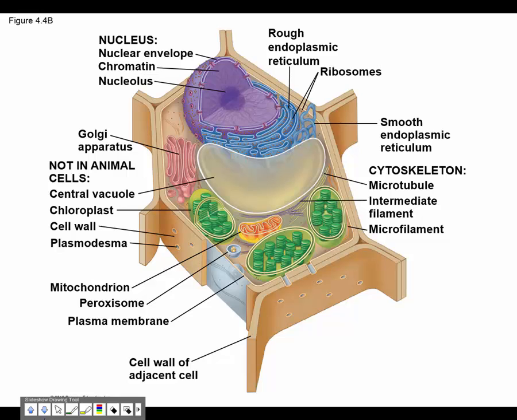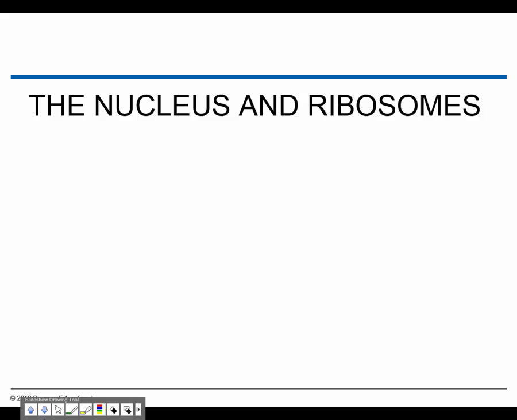So here's a plant cell. You can see it's much more rigid. It's got that rigid cell wall going on, and it's got holes called plasmodesmata, which allow fluid exchange between cells. But you have that central vacuole and chloroplasts that are not found in animal cells.